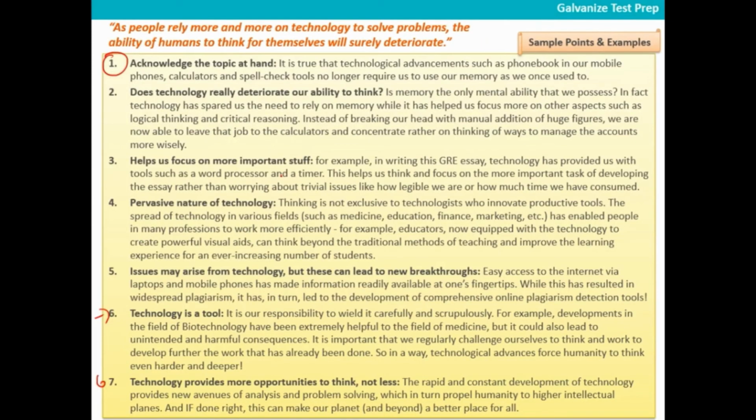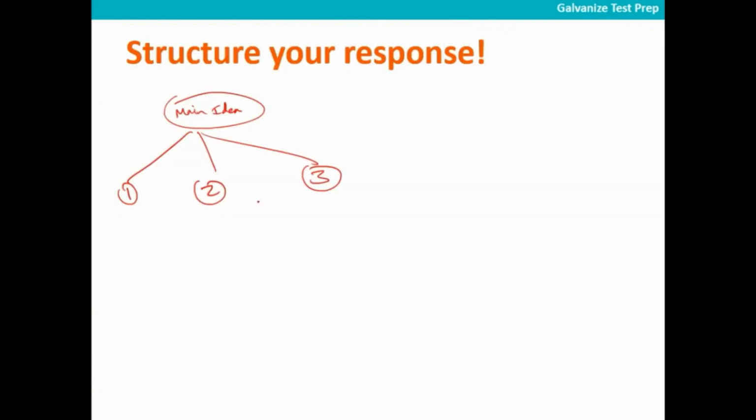1, it makes me focus on the more important stuff. 2, it causes new breakthroughs. 3, it's helping fields all over the place. So these are my 3 different core points. And within those points, I want to come up with relevant examples. So each of these should have at least, say, 1 to 2 examples.